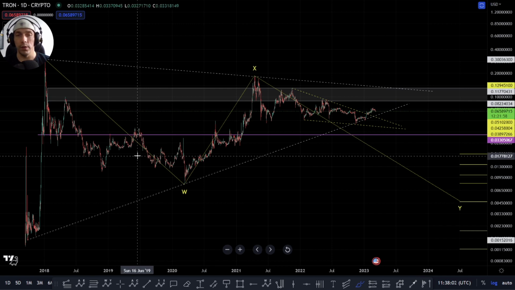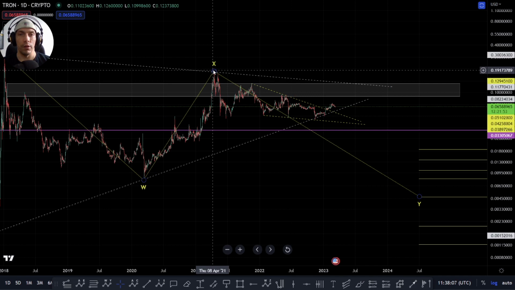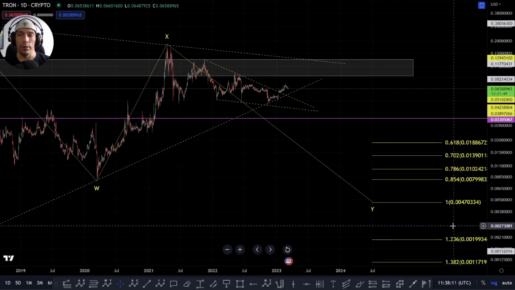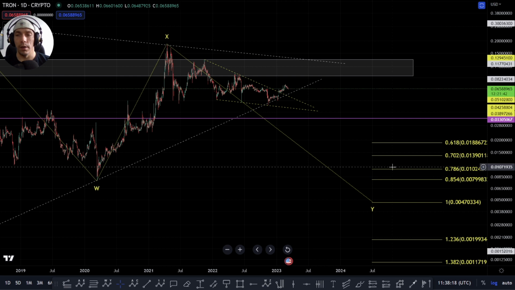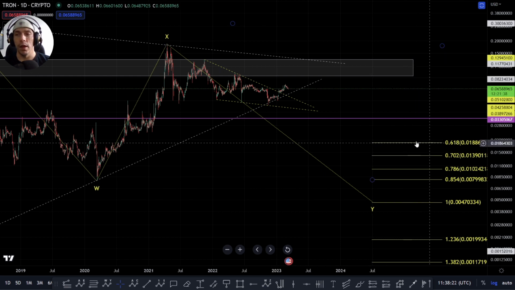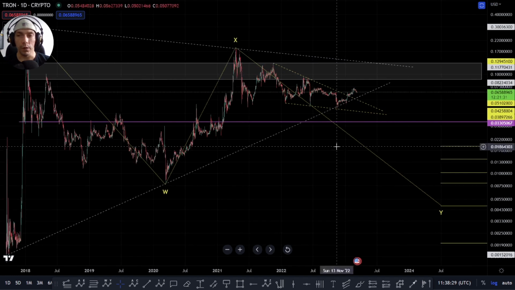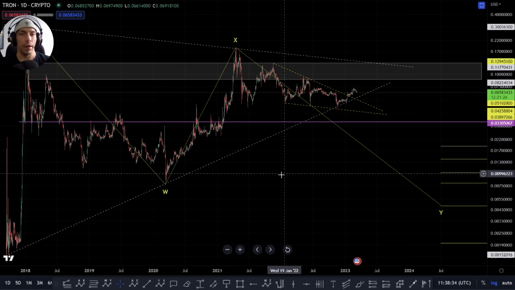There are other ways of counting this as well. This way is one of them, looking at this whole move as a W, potentially an X up into this high, and then looking for that potential of a Y wave down. So the one-to-one would actually be this 0.470 area, and this would be a one-to-one. It wouldn't have to necessarily move down as deep as that. Minimum we'd be looking for potentially would be the 618, which would be up here at the 0.1886. So this would be an interesting zone, potentially bringing us back into some of these support areas up here.